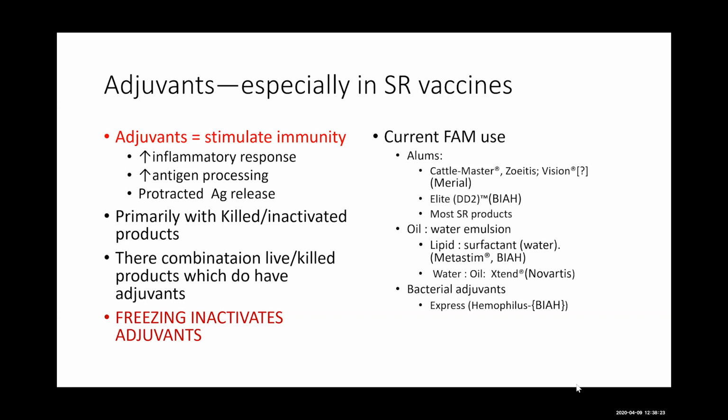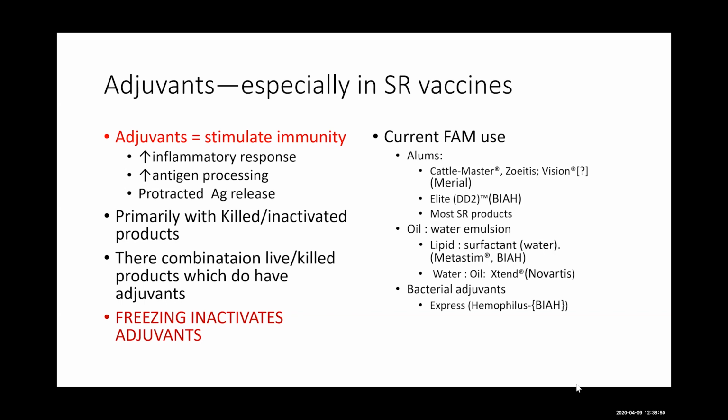There are multiple adjuvants that are used in food animal vaccines. The most common one used in small ruminants are what we call the alums. They're phosphate and sulfate salts that are used to stimulate the immune system. There are some of the older ones that do have the water and oil emulsion in them.